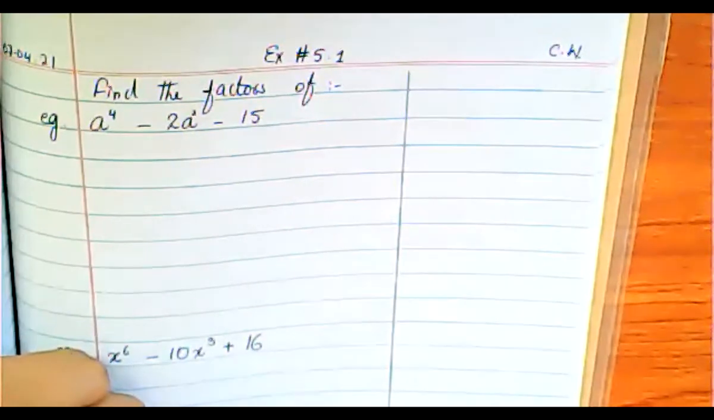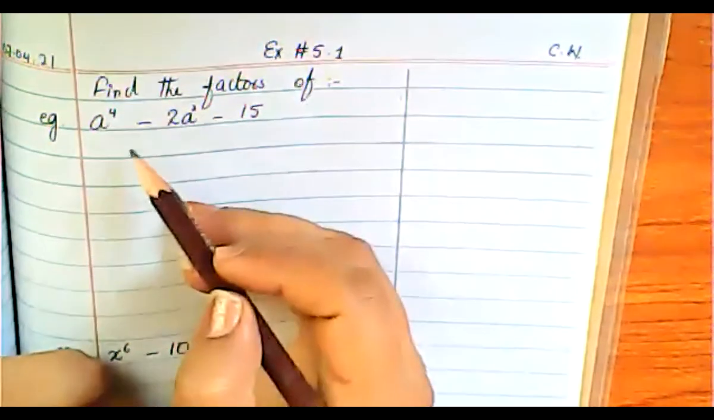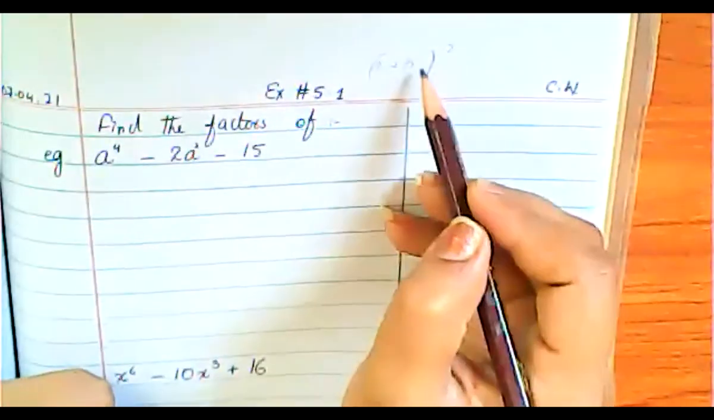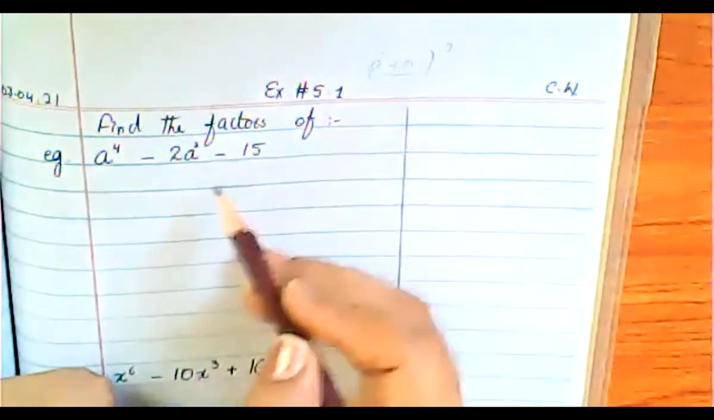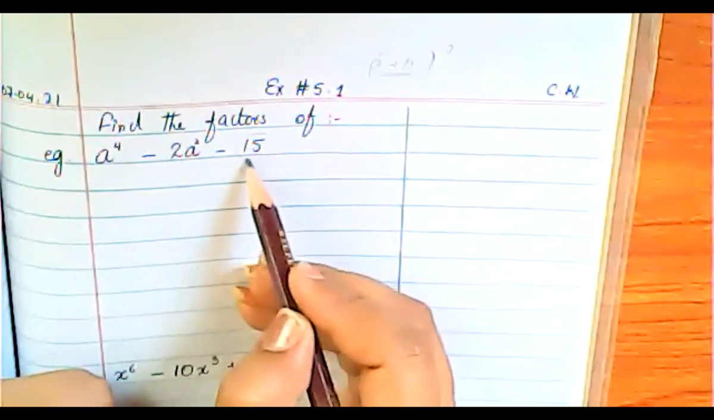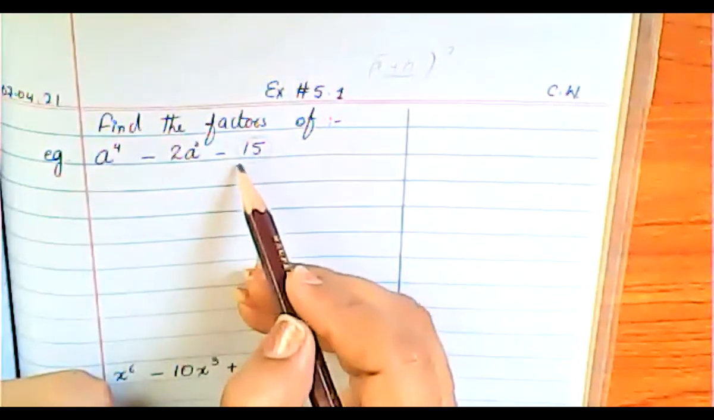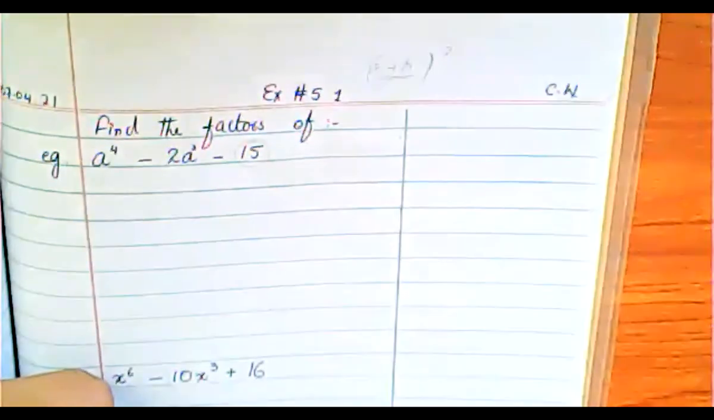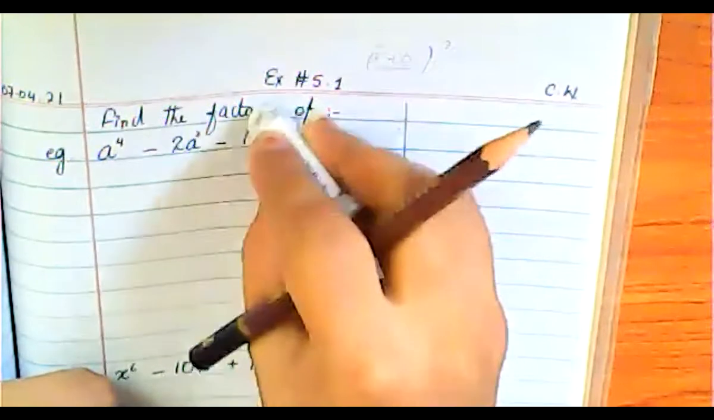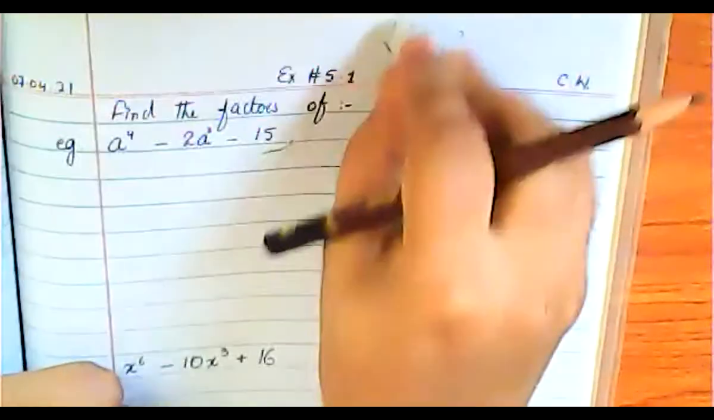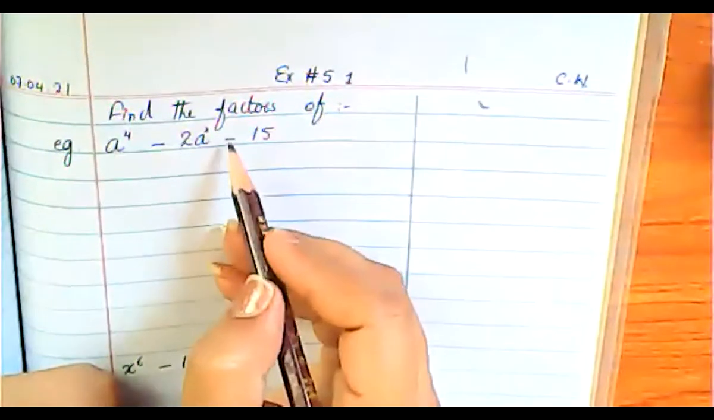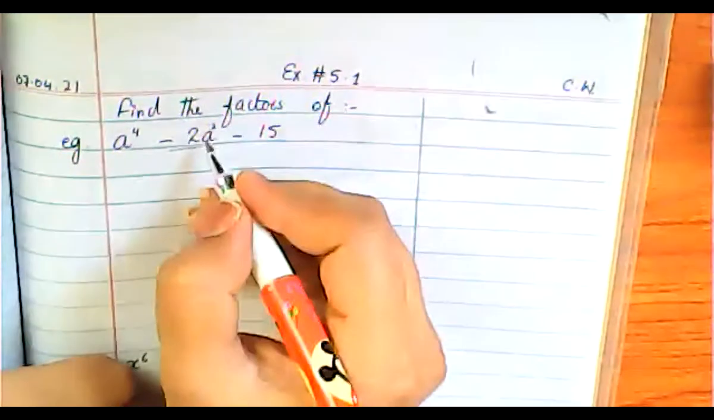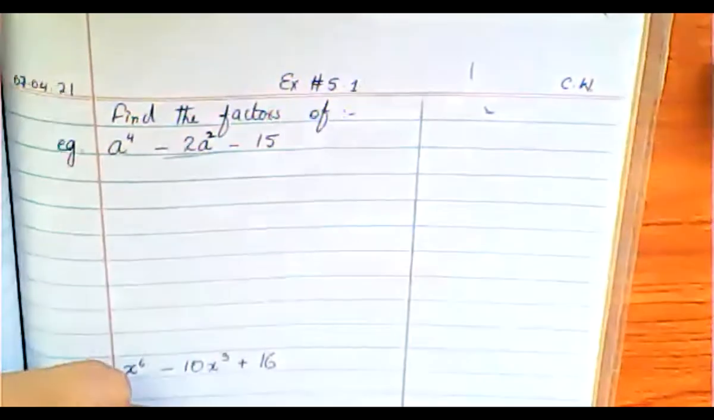Now, look here. If we apply the formula of a plus b whole square, it's not possible, because if this is your term b, 15 is not the square of anyone, right? So you are not going to find the factors here with the help of a formula, but what we are going to do is break the middle term. Now what is this middle term? This is basically minus 2a square.